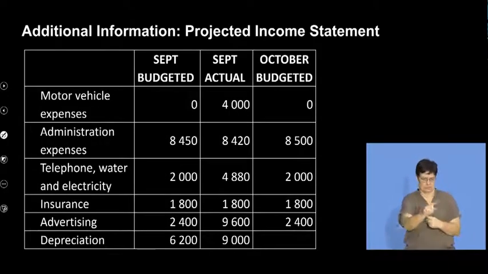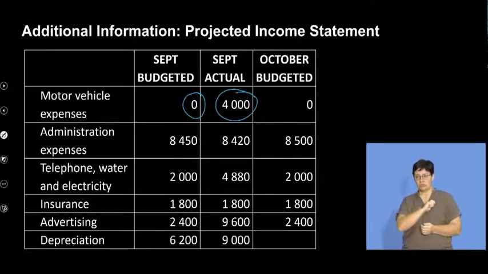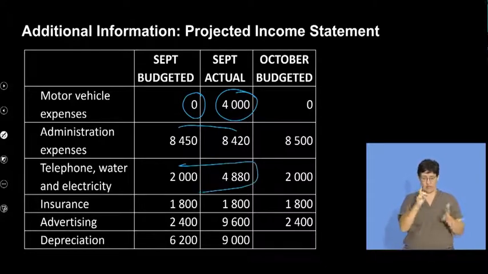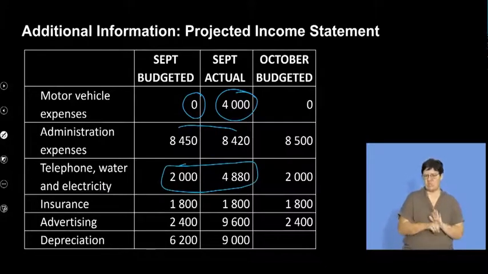Here we go. There's your motor vehicle expenses. You'll notice that we had nothing, and then obviously there was 4,000. Admin expenses, look at the difference between the two. Look, telephone, we've discussed that one already. Insurance, advertising, depreciation, we've discussed.